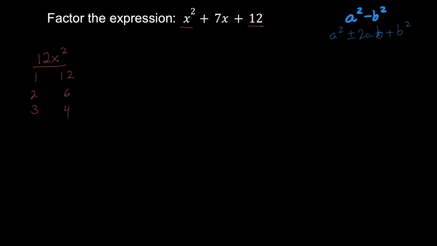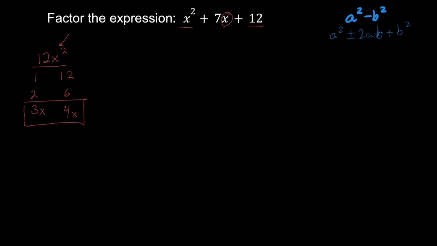Because it multiplies to be a positive 12, I know both numbers have to be the same sign. And for both numbers with the same sign to add up to be a positive 7, they both have to be positive. So the combination that adds up to be positive 7 here is the 3 and the 4. Because they have to add to be 7x, they both need an x, which also matches the x squared up top. So this is the combination of factors that will add up to be our middle term.